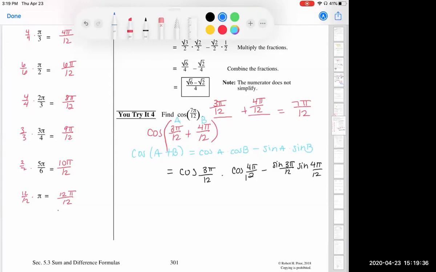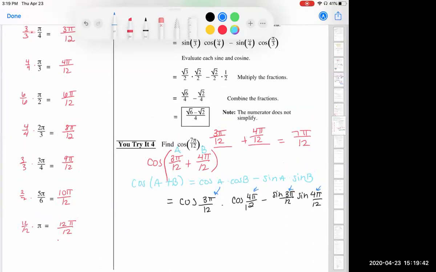Okay, we need to simplify these fractions, right? But we already have them simplified on the right hand side. So 3 pi over 12 is pi over 4. So I have cosine of pi over 4 times cosine of pi over 3 minus sine of pi over 4 times sine of pi over 3.